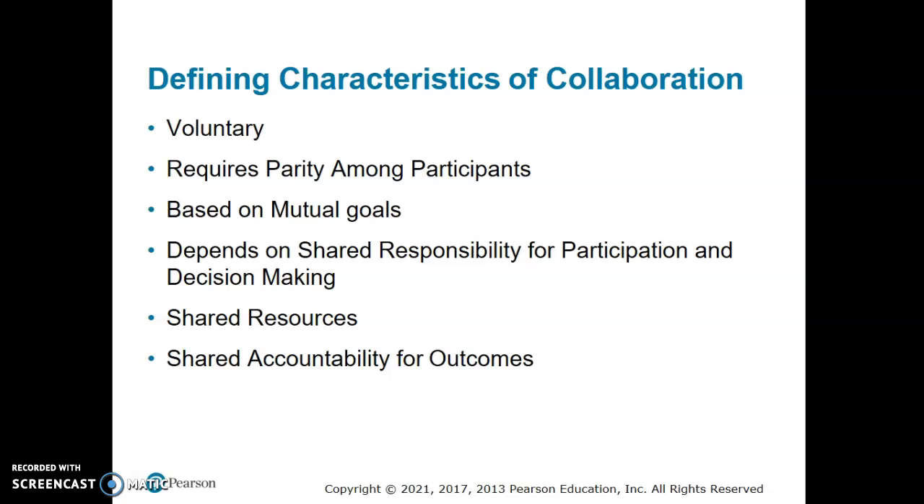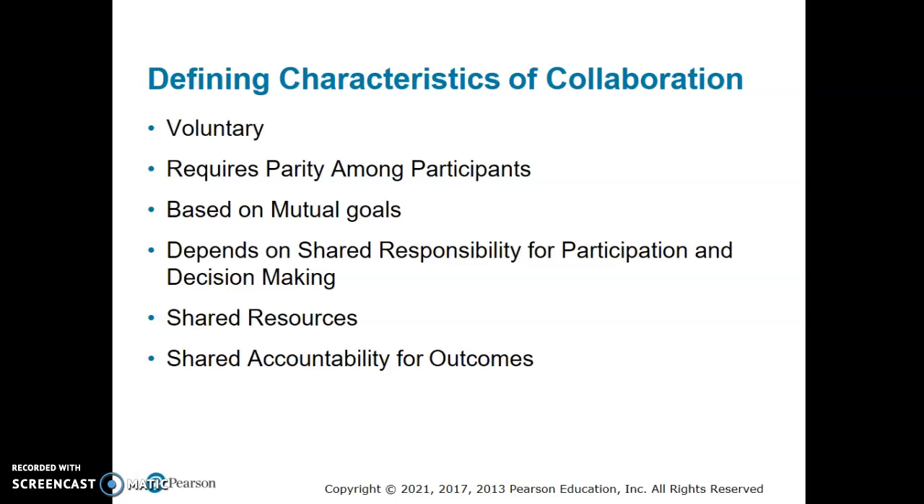It does require parity among participants, and that's that co-equal participation that I was talking about on the last slide. And this becomes challenging when you have mixed groups of colleagues that are at different levels on the pay scale. Maybe they have different contractual obligations. But that parity, true parity, requires co-equal participants.